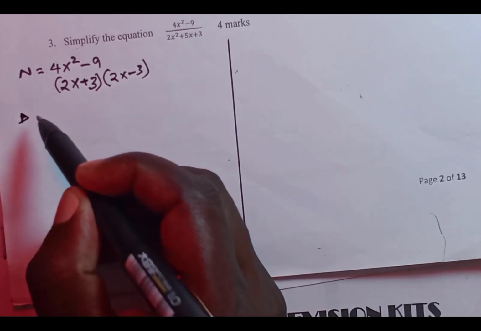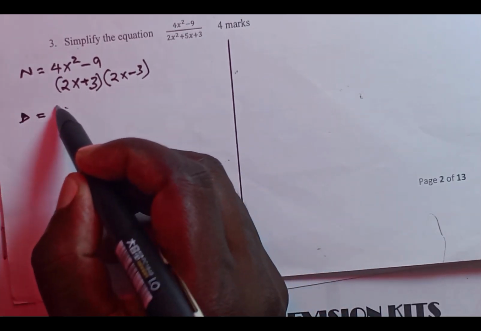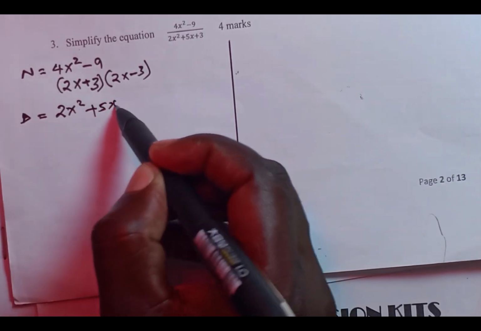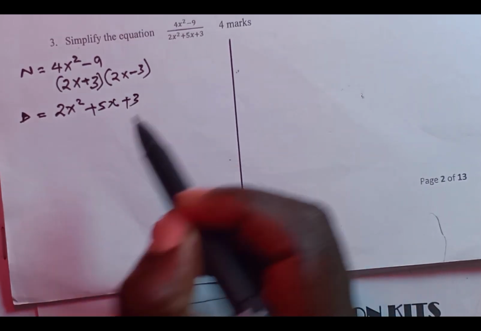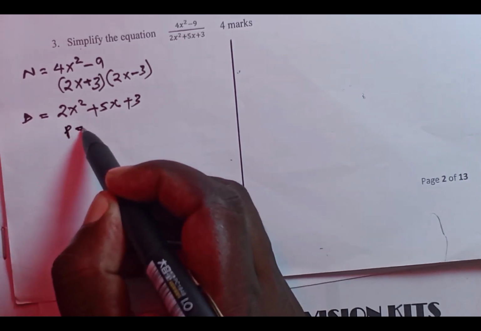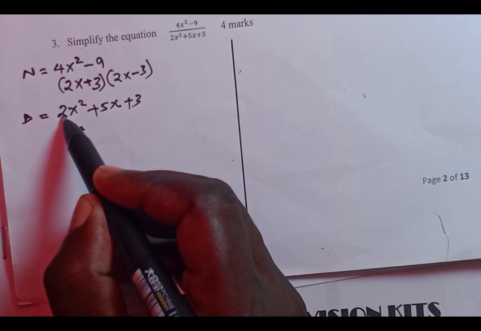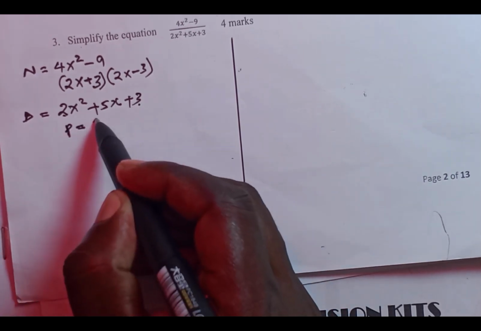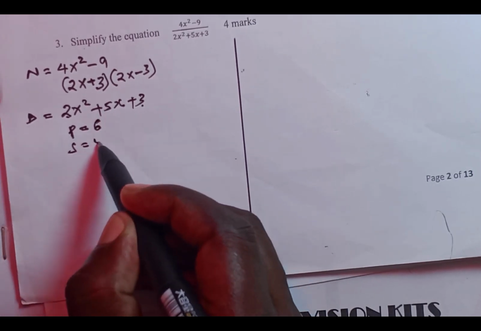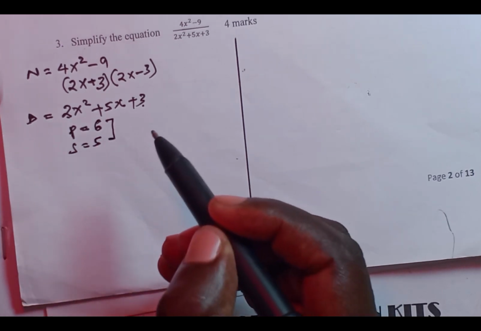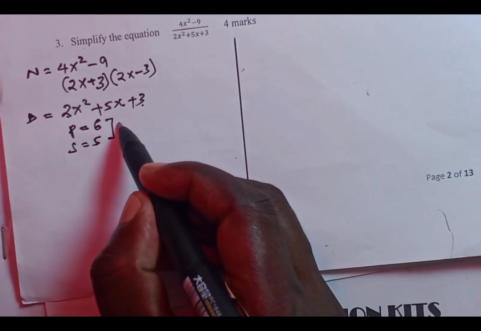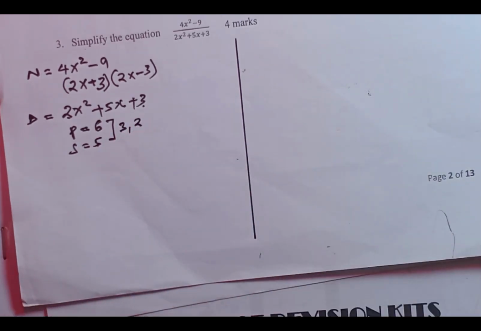Then we move to the denominator. Our denominator is quadratic in nature. We have 2x squared plus 5x plus 3. We are going to solve it using the product sum method, and therefore we look for the product, which is obtained by taking the coefficient of x squared multiplied by the constant, which is 6 now. Then the sum is always equal to the coefficient of the linear term, which is 5. We need to look for two numbers whose product is 6, and the same numbers will give us a sum of 5, and the two numbers are simply 3 and 2.